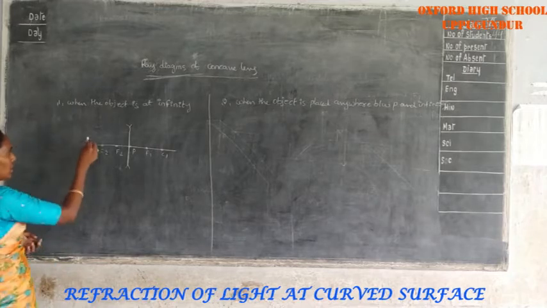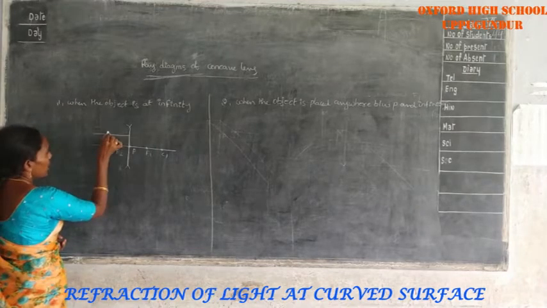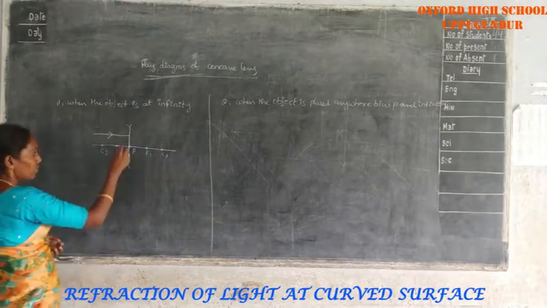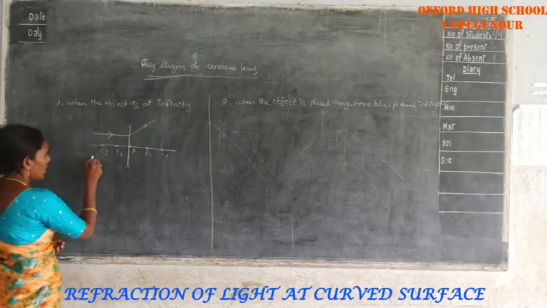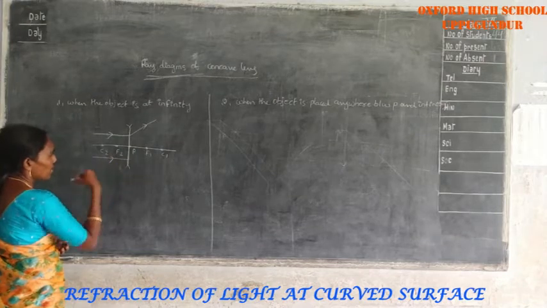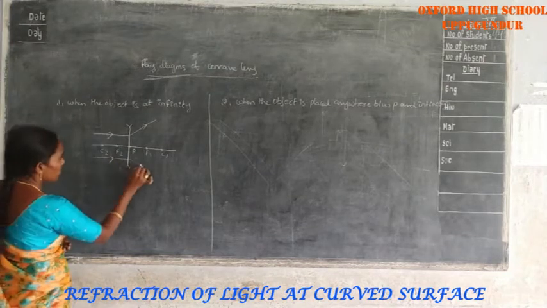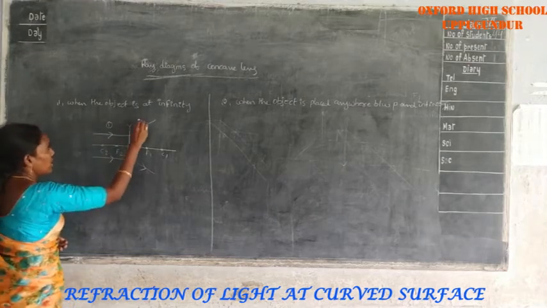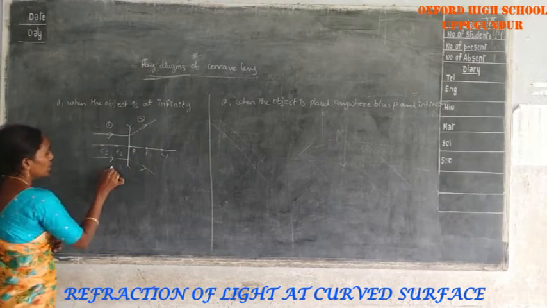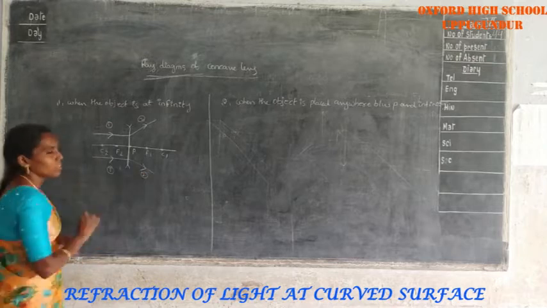Here, the light ray which is parallel to the principal axis, after refraction, bends away from the normal. This is the incident ray and this is the refracted ray.